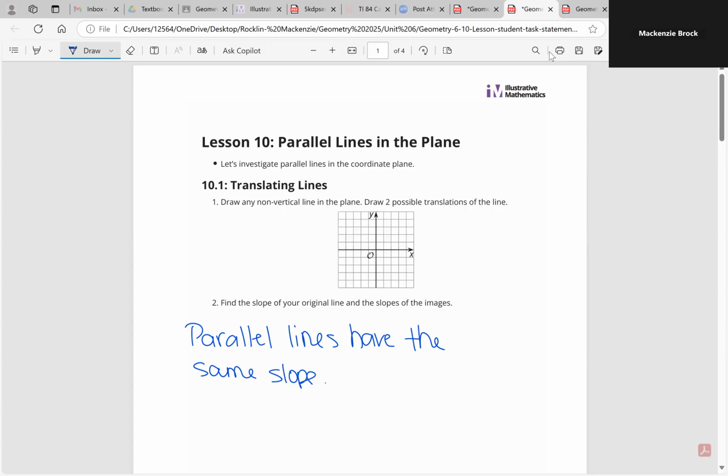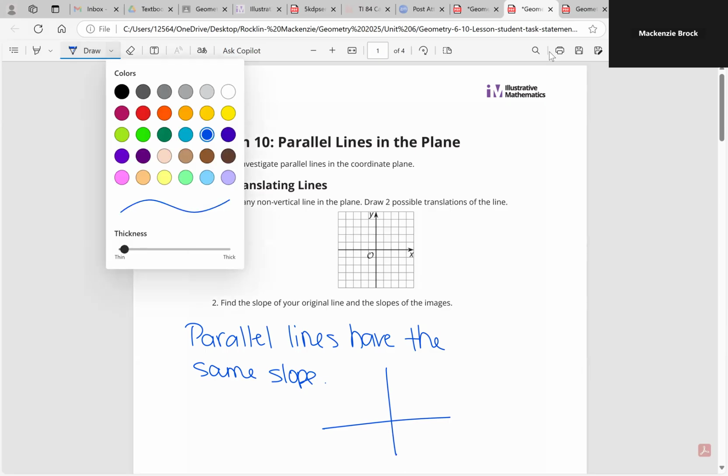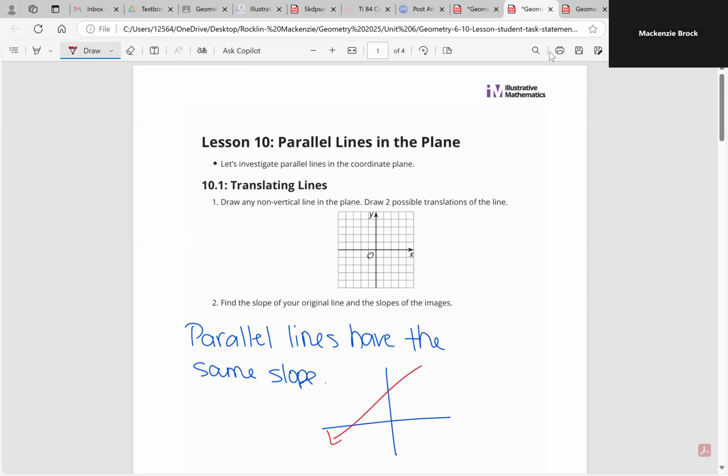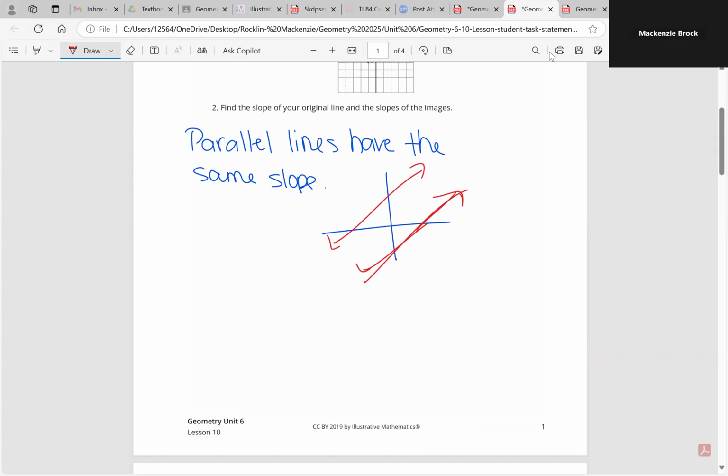So if I have a line and I move it around the graph, then all of the new lines are going to be parallel to each other. Like if I have this line right here, and I move it down here, the exact same line, then they're going to be parallel because I didn't change the slant of the line, I just moved it down. So basically parallel lines are just translations of each other. But the point is they have the same slope.